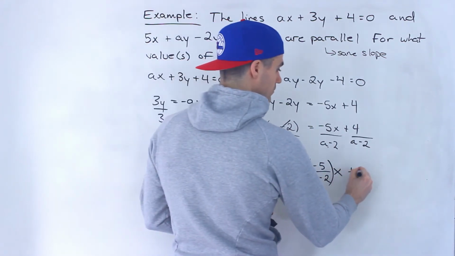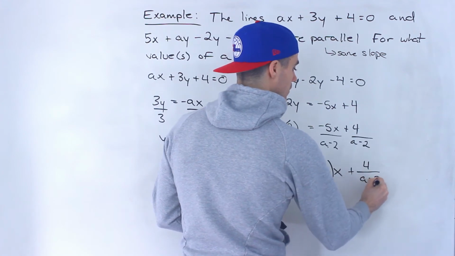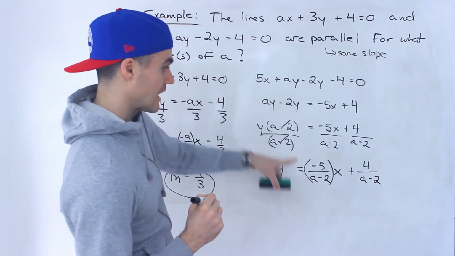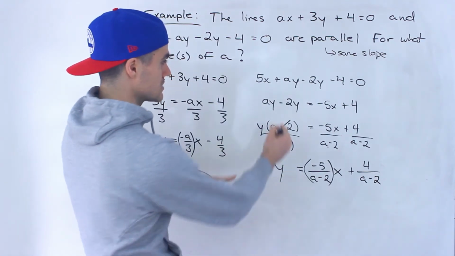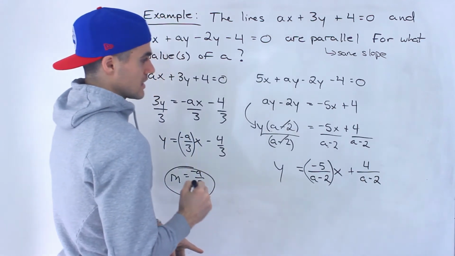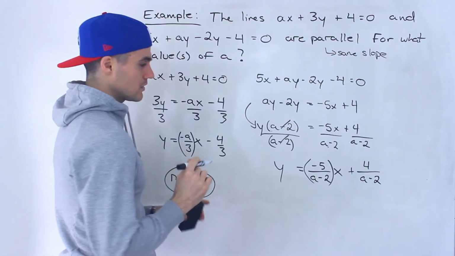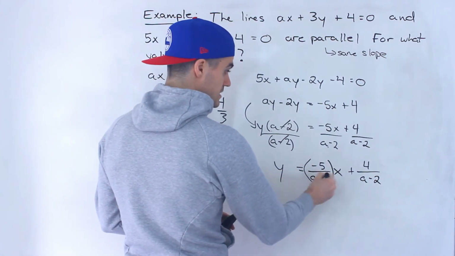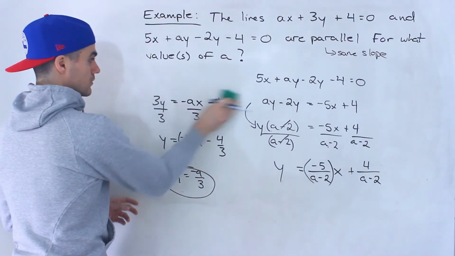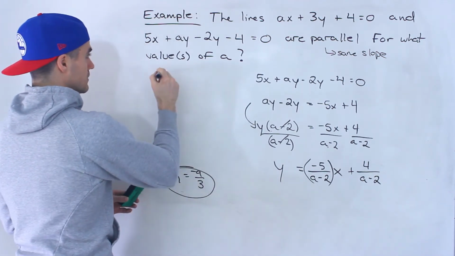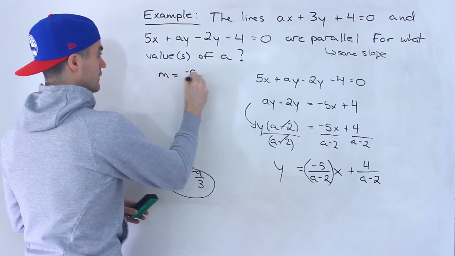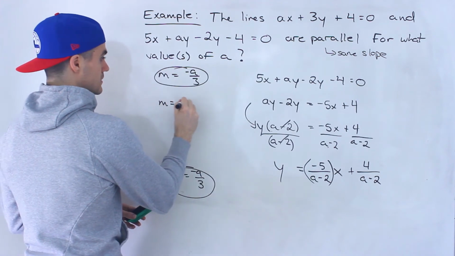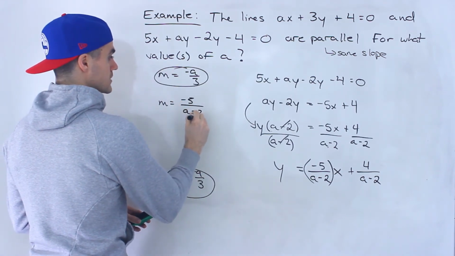So that's the slope. And then this here is the b value, which we don't really care about. We just care about the slope. So notice that the slope for this line is this over here. So this part made getting the slope a little bit trickier, but still not too bad. So this is the slope, this bracket. Okay, so let me write out these slopes. So the slope for this line, negative a over 3. And then the slope for this line is negative 5 over a minus 2.